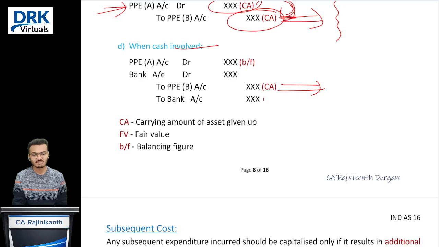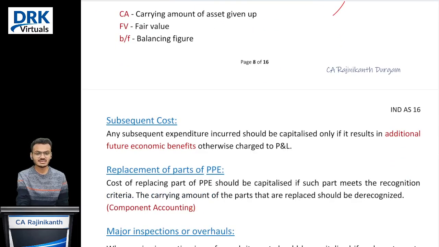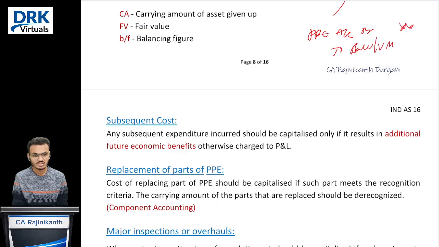And next, when cash is involved, as usual, you de-recognize it at its carrying amount. If you are making the payment, credit it. If you are getting the amount, you debit it. This will become our balancing figure, because no gain, no loss should be recognized. So this is all about cost determination in case of an asset acquired by way of exchange, a self-constructed asset, or an asset that is ready-made. So with this, PPE account debit to bank or vendor account.